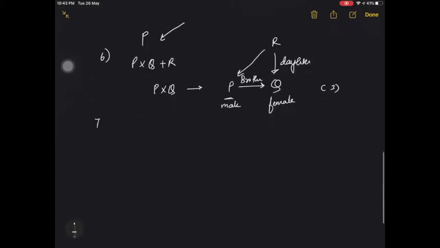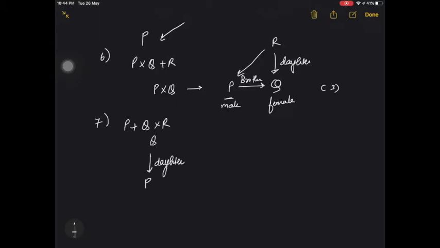Let's go for question number 7 now. P plus Q into R. So again, if you look at the question, P plus Q means P is the daughter of Q. Next, P plus Q into R. So what is A into B? A is the brother of B.